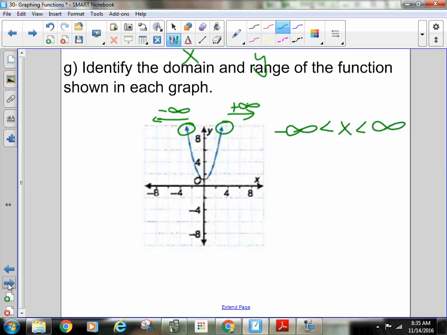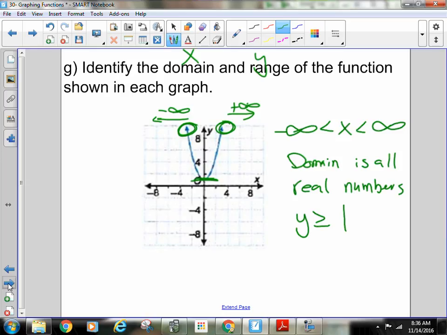Or, because it's going to be all of those, we can call x, or your domain, all real numbers. We do not know anything about imaginary numbers, and that's not factored into this. Okay, and the y's, my y starts here, and again, because of these arrows, it goes on indefinitely the other way. So we're going to say y is greater than or equal to +1.